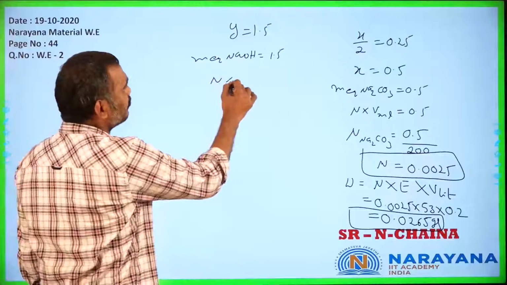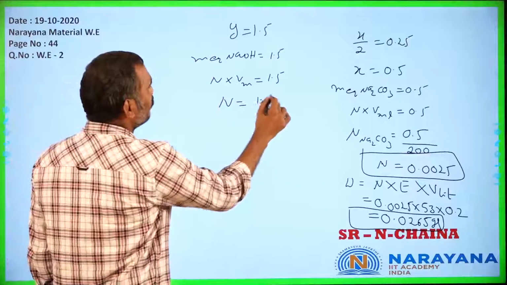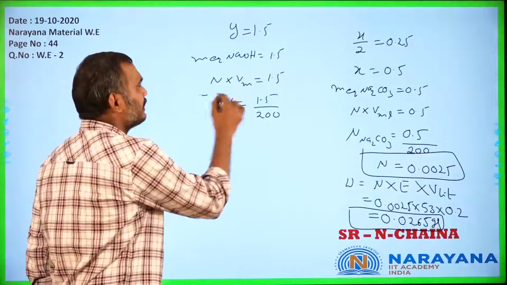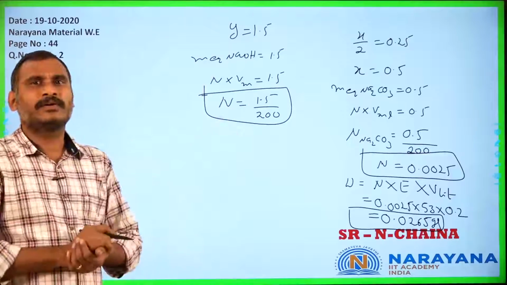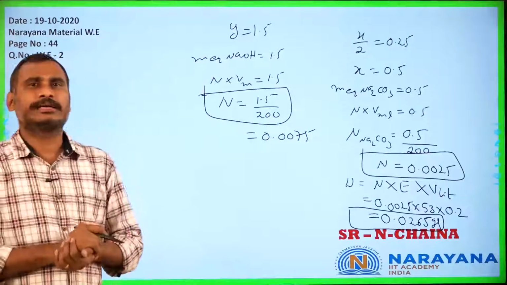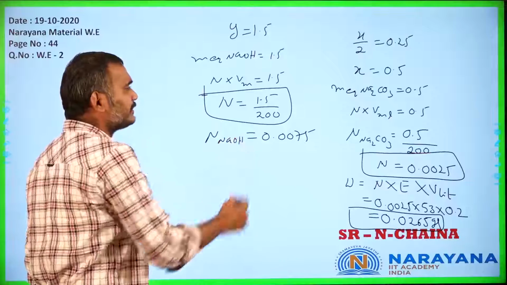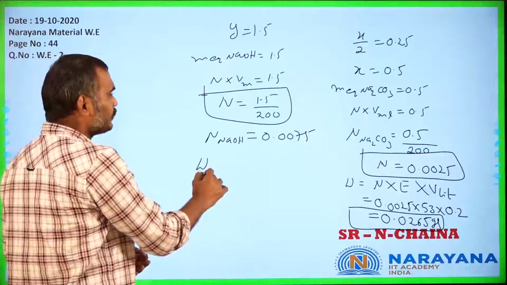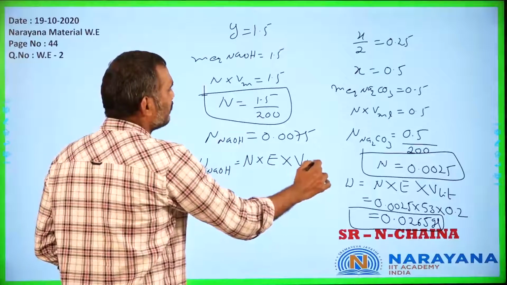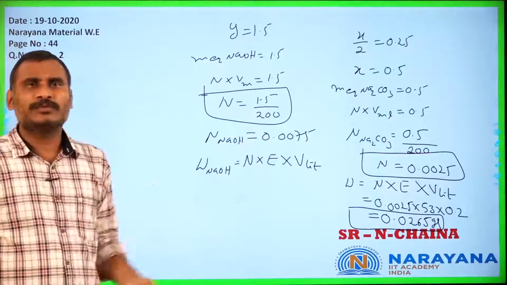Now, normality into volume in milliliters is equal to 1.5. Then normality of the solution is equal to 1.5 by 200. That is the normality of sodium hydroxide, you got that, equal to 0.0075. Yes or no? Now, if you know the normality of sodium hydroxide, then you can calculate the weight. How, sir? Weight of the sodium hydroxide is equal to normality into equivalent weight into volume in liters. Yes or no? Why? Normality is equal to weight by gram equivalent weight into 1 by V in liter.